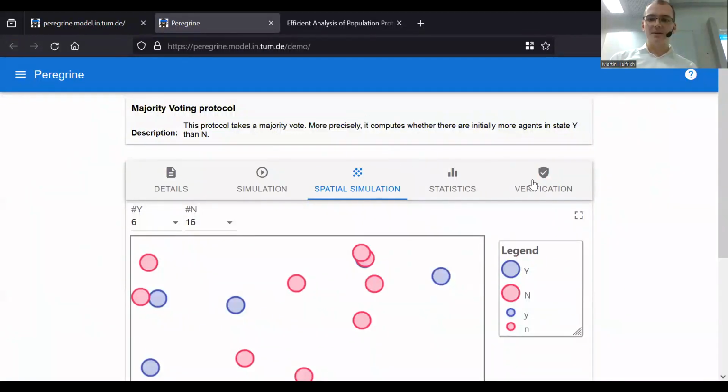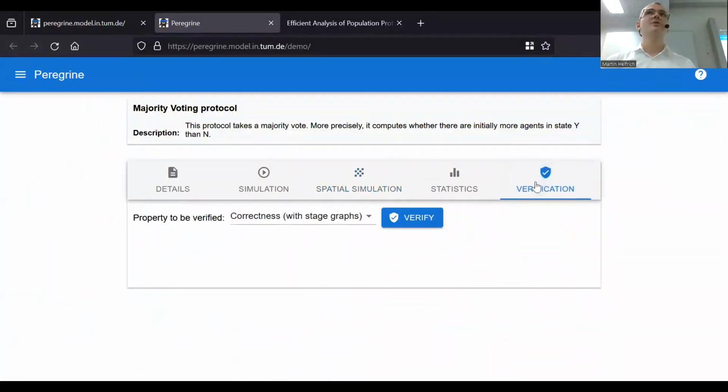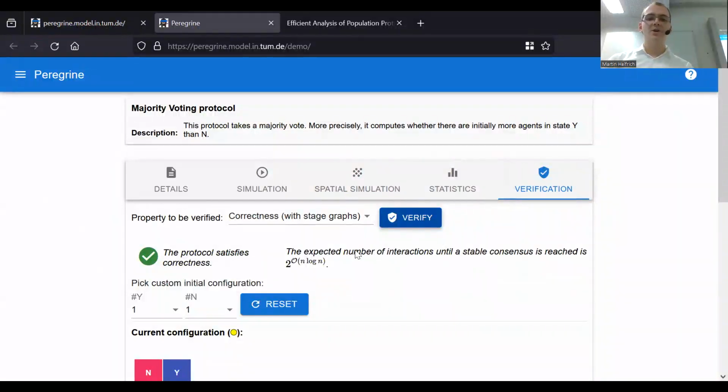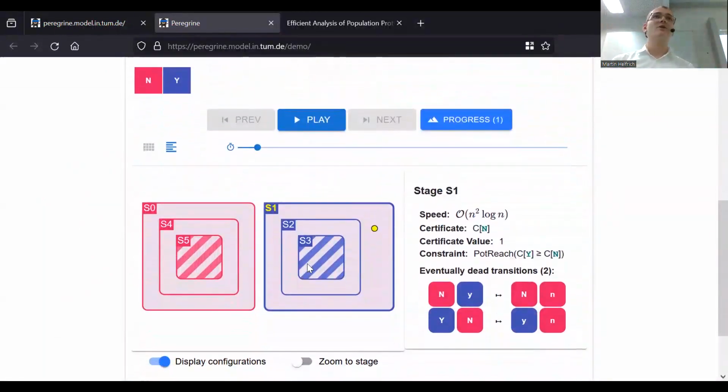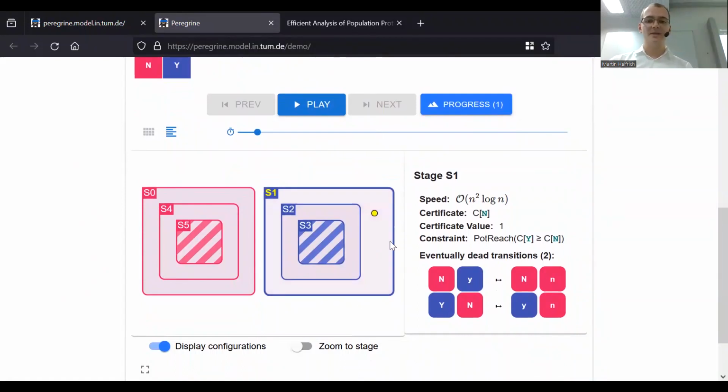Okay, because we have a verification tab in Peregrine where you can just run this algorithm we implemented. If you just press the verify button, after around 2 seconds, you get a check mark that says, yes, this protocol is correct. But you don't need to trust this. You can actually look at the stage graph or a visualization of this stage graph.